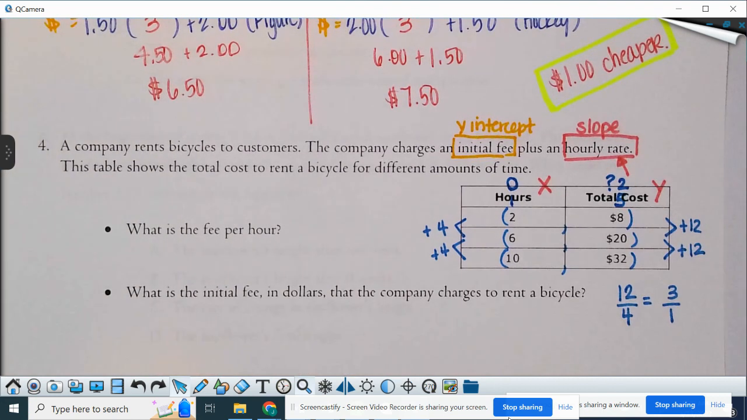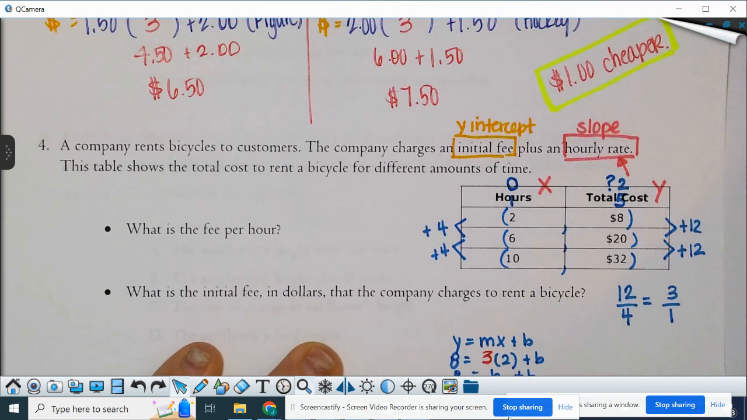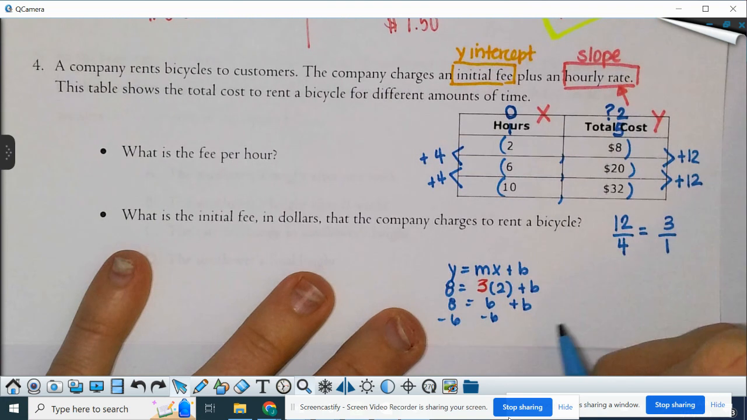If the table expanded, hopefully it would make a little more sense. But if I subtracted 4 from 2, I would end up at a -2, which wouldn't give us what we need. And then again, if you wanted to do y equals mx plus b to get our y-intercept, we can plug in that 3 here. 2 and 8 are my favorite because they're the smallest. So I would use your 2 and 8. So 8 equals 3 times 2 plus b. 3 times 2 is 6, so 8 minus 6 equals b. And so b equals 2.